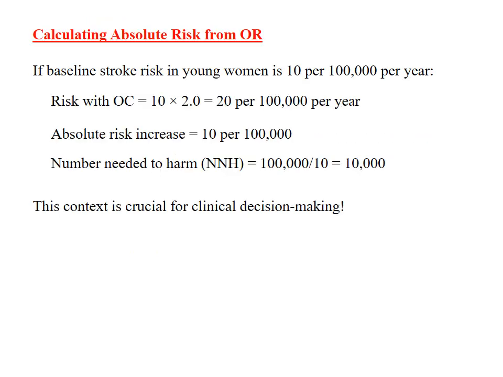Calculating absolute risk from OR. If baseline stroke risk in young women is 10 per 100,000 per year, risk with oral contraceptive is 20 per 100,000 per year. Absolute risk increase, number needed to harm. This context is crucial for clinical decision making.